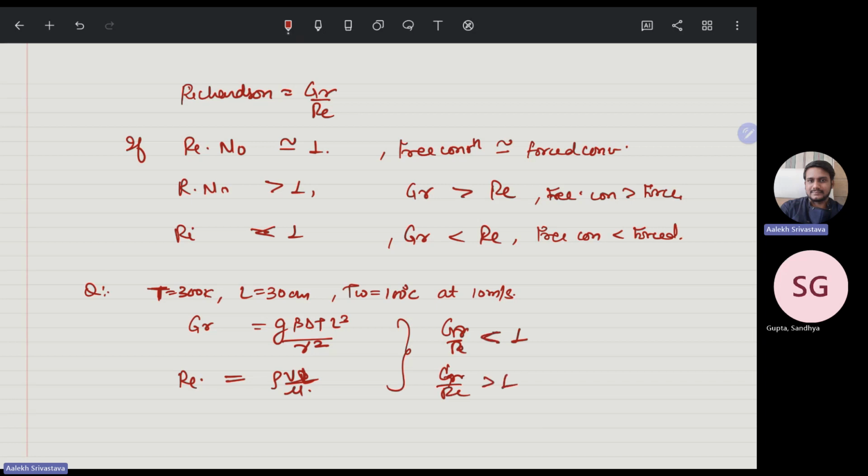If it is less than 1, then we can say that free convection is neglected, and if it is greater than 1, you can say that free convection is significant. Okay, in this way you can solve this problem.